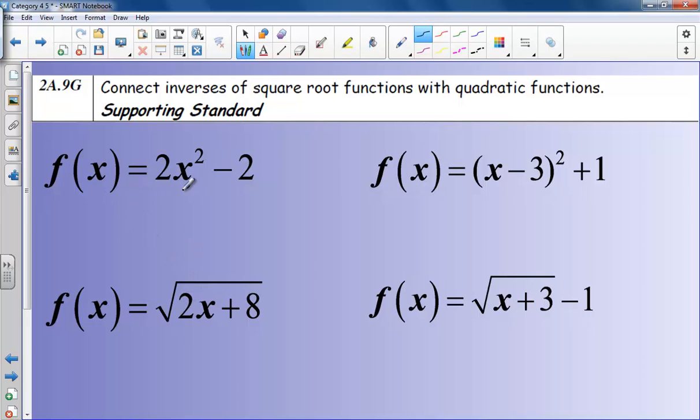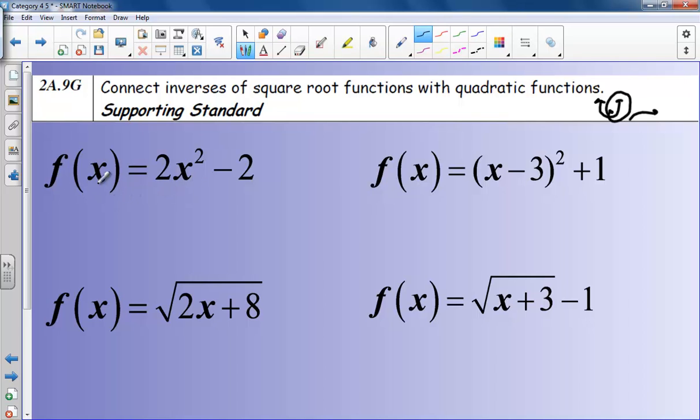But we'll have to put a limitation on domains here, because remember, quadratic looks like this, whereas square root is just this part of it, so we have to restrict and only use this part of our quadratic function in order to get the inverse for this.